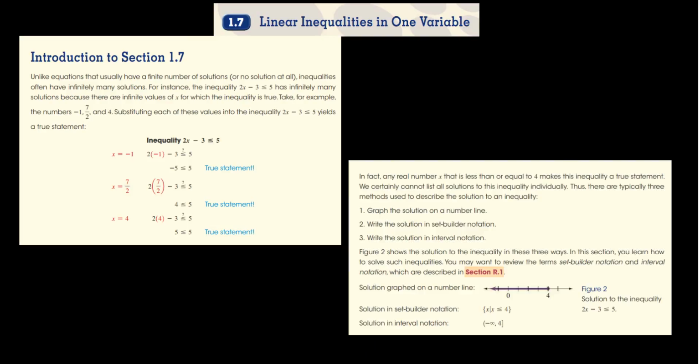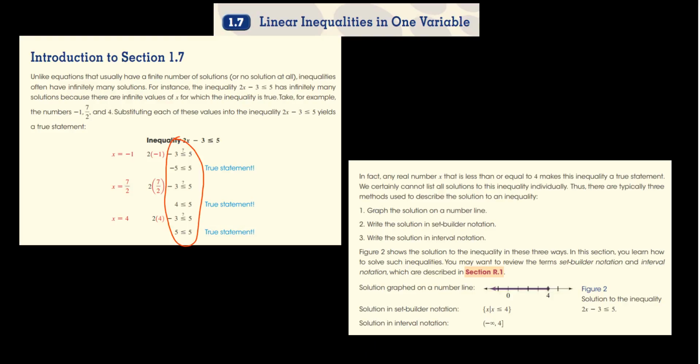Unlike equations that usually have a finite number of solutions or no solutions at all, inequalities often have infinitely many solutions. For instance, the inequality 2x minus 3 is less than or equal to 5 has infinitely many solutions because there are infinite values of x for which the inequality is true. Take, for example, the numbers 1, 7/2, and 4. If we substitute each one of those values into the inequality, we do indeed see that we get a true statement each time.